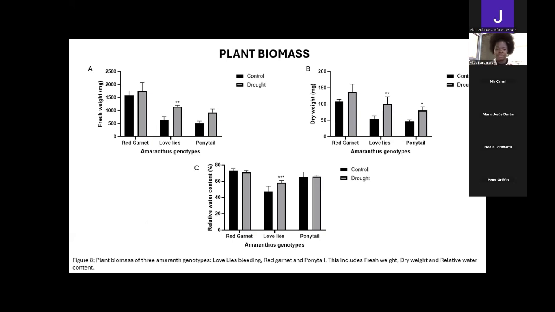Finally, looking into the relative water content, we can see that love lies particularly had a significant increase in the drought treatment compared to the rest of the genotypes. But similar to the first 2 results, red garnet had the highest relative water content across the board. So based on these results alone, we can safely say that red garnet seems to induce its growth parameters to be able to induce the drought tolerant trait when compared to the other 2 genotypes.